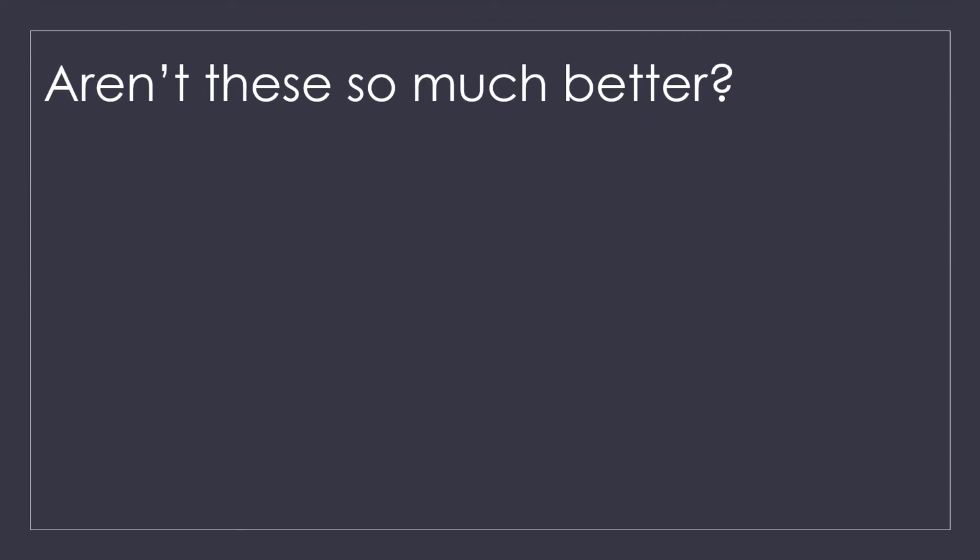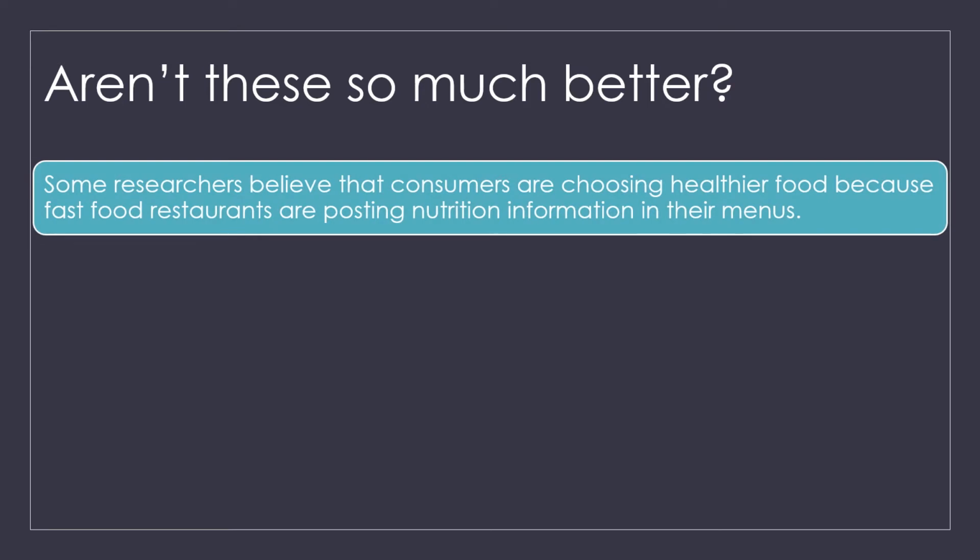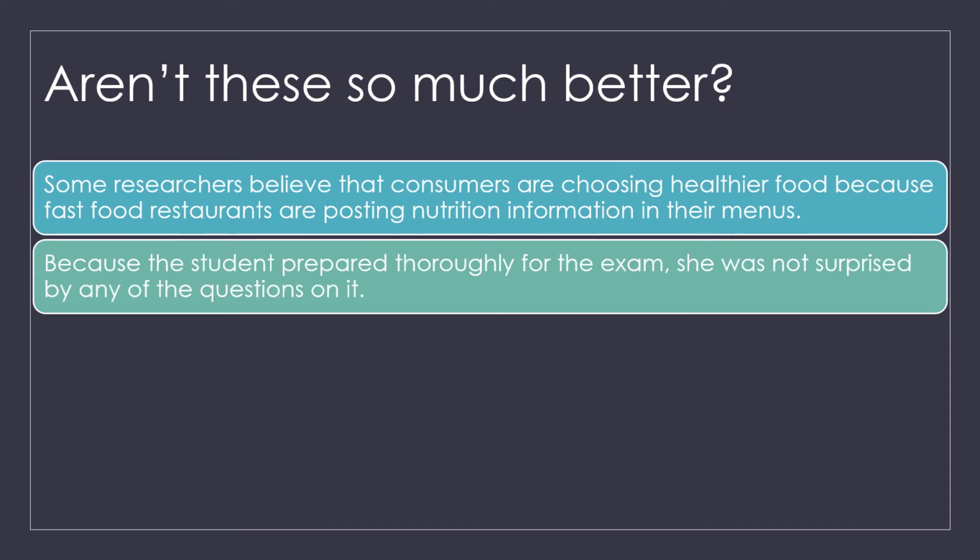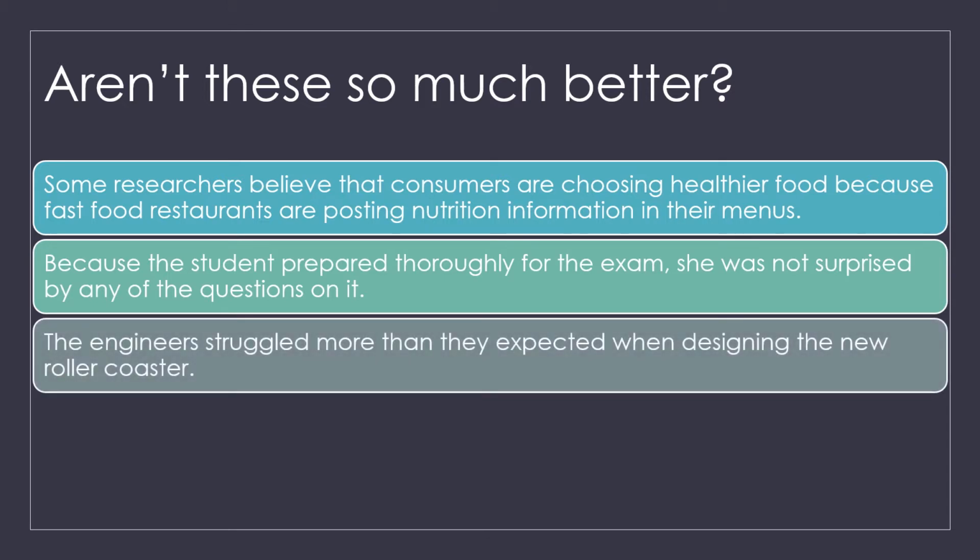Okay, now that we've seen the examples of unclear writing, we can compare it to what we're aiming for, which is clear writing that is easily understood on the first reading. Some researchers believe that consumers are choosing healthier food because fast food restaurants are posting nutrition information in their menus. Because the student prepared thoroughly for the exam, she was not surprised by any of the questions on it. The engineers struggled more than they expected when designing the new roller coaster.